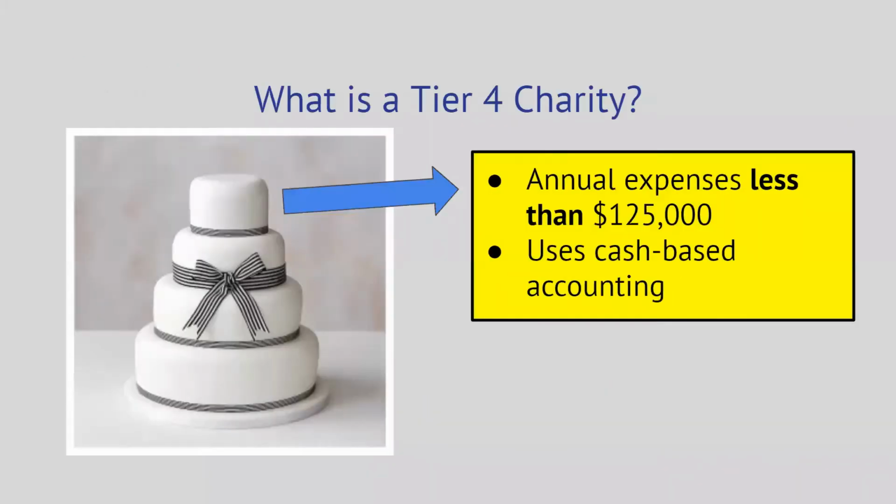I'm going to discuss the obligations of a Tier 4 charity. A Tier 4 charity is a charity that has annual expenses less than $125,000, as mentioned by Kerry. A Tier 4 charity can use cash-based accounting, so you don't have to use accrual basis accounting. You can just use cash-based accounting instead. Tier 4 charities also have no public accountability.